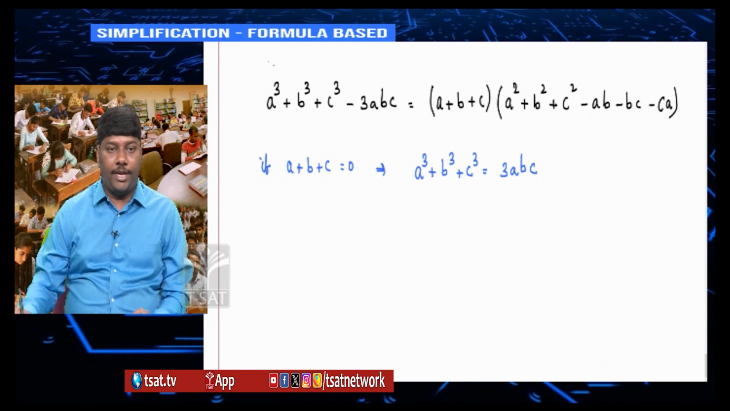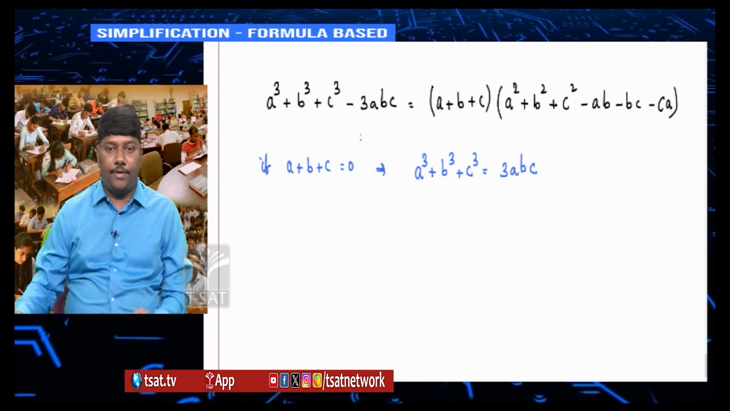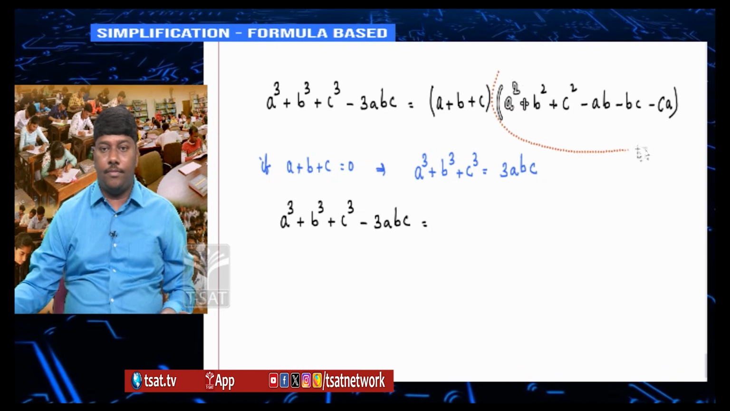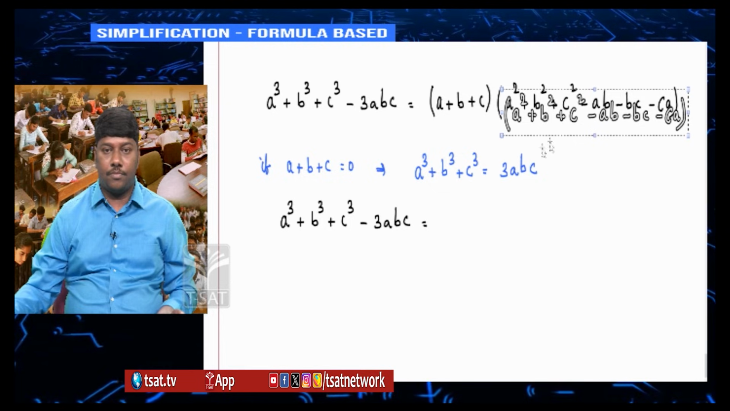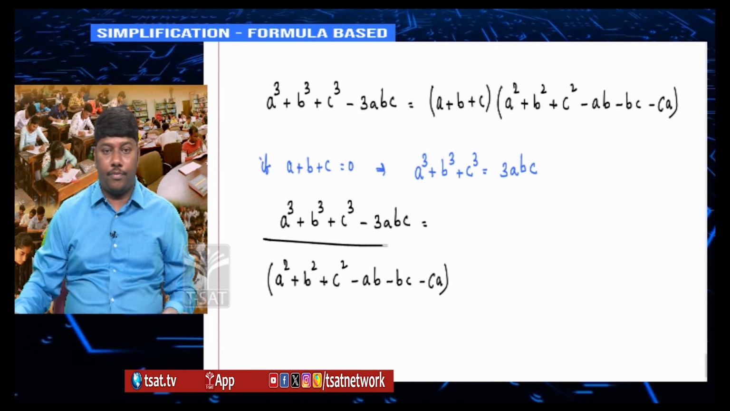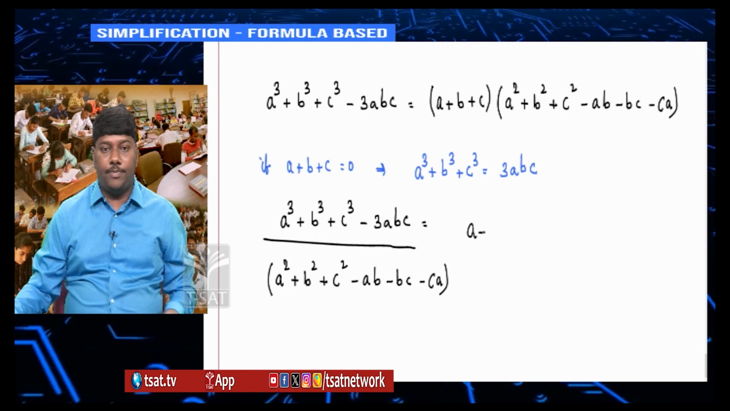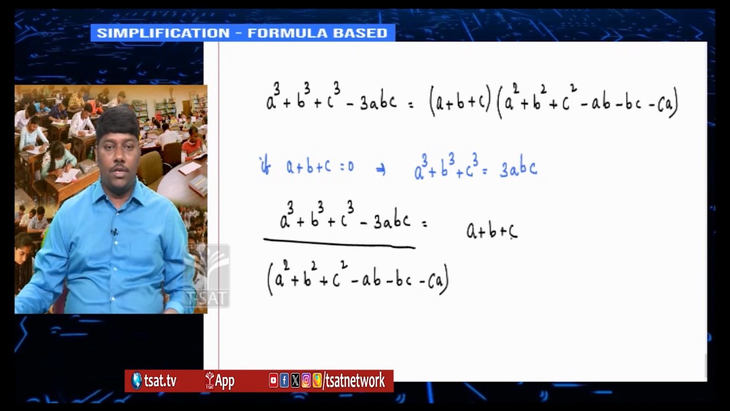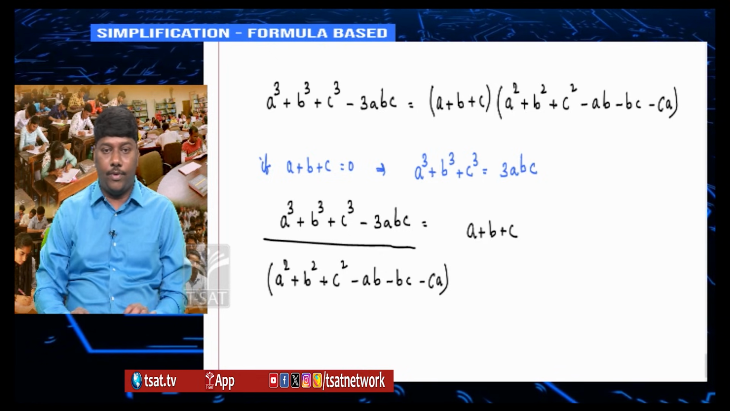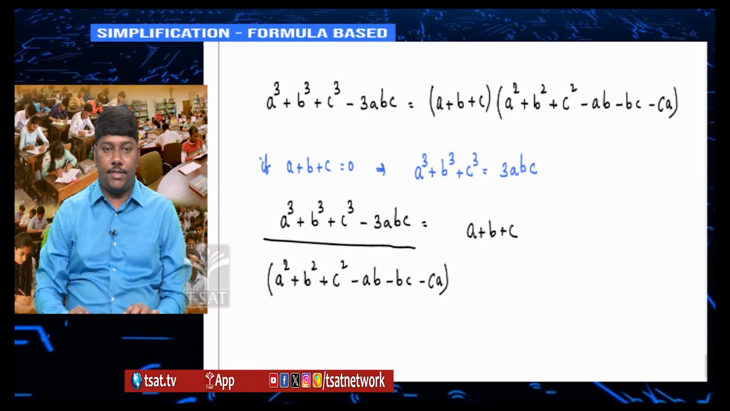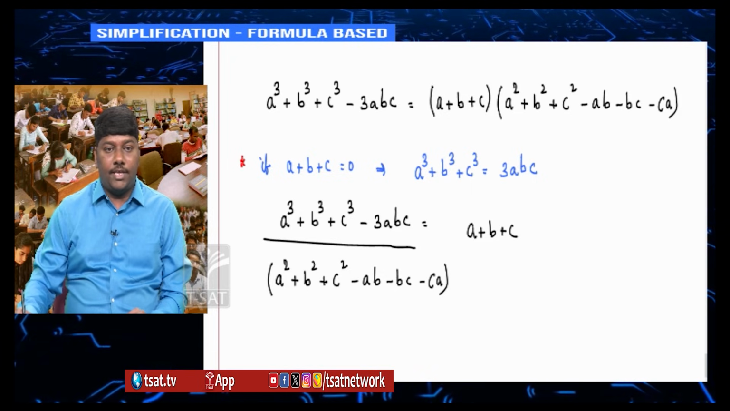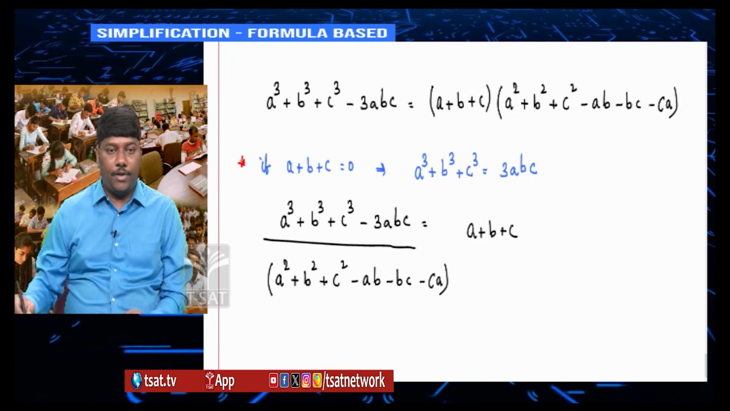Now, see what happens when you divide this by A plus B plus C. If I divide it by A plus B plus C, you are going to get A square plus B square plus C square minus AB minus BC minus CA. But in most cases, they may give you this formula in such a way that A plus B plus C is equal to 0, or else like this.